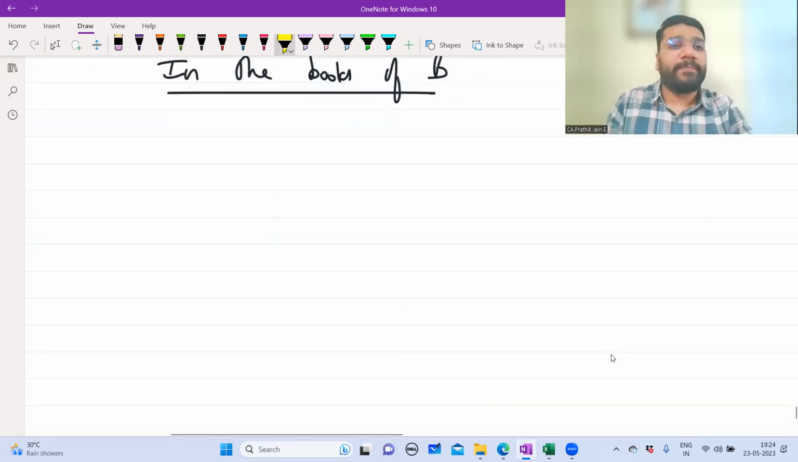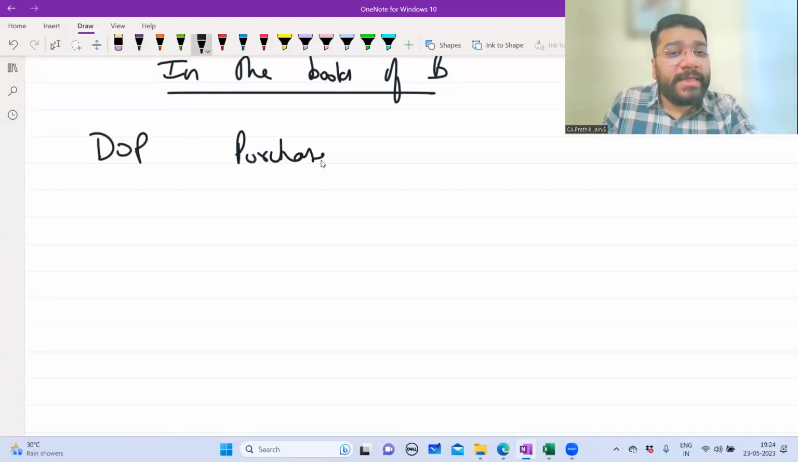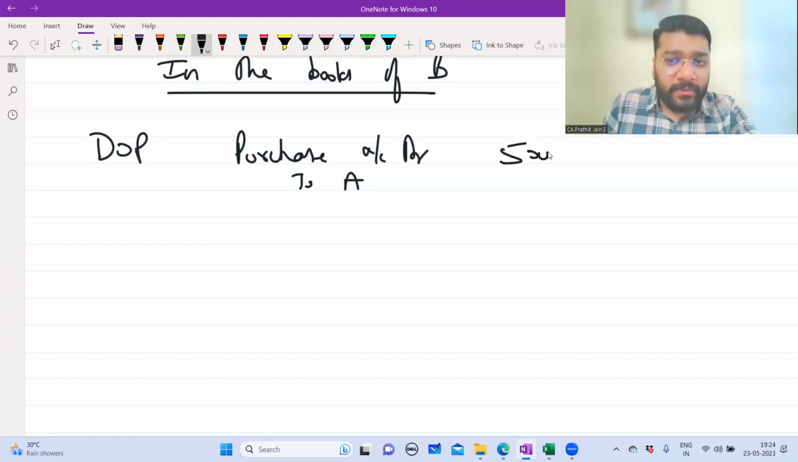Now in books of B. Now B is basically the purchaser. So on the date of purchase, what is the entry? Purchase account debit to A, 5,000. This is the first transaction.